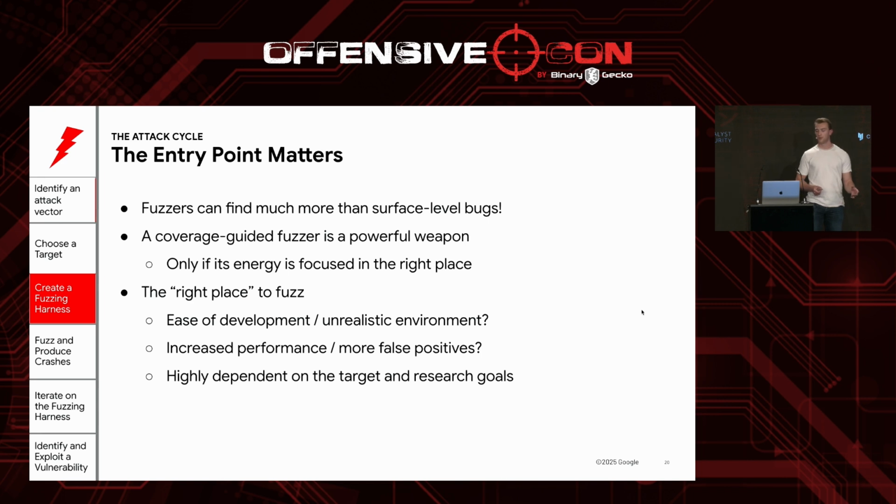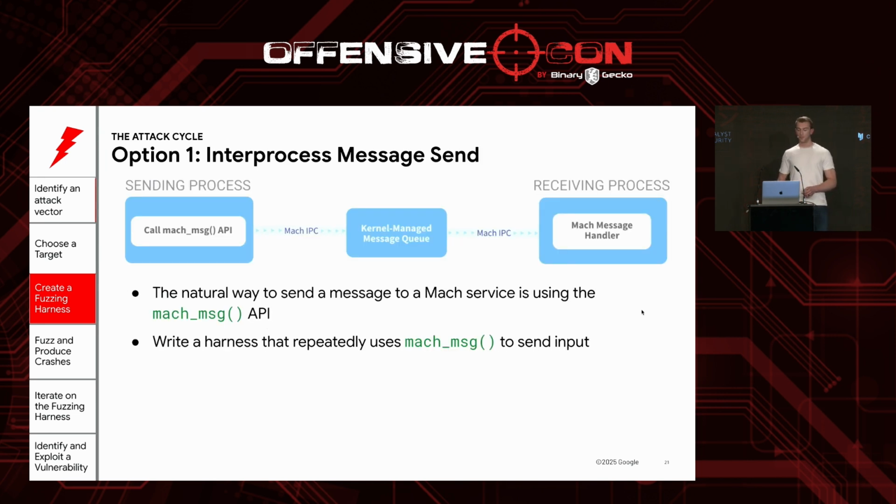Sometimes you trade off the ease of development for your fuzzing harness versus running it in an unrealistic environment. Sometimes you want increased performance, and you're okay with taking more false positives because of that increase in performance, but it's very highly dependent on the target and research goals. So in my case, I thought of a couple options of ways I might want to build this fuzzing harness.